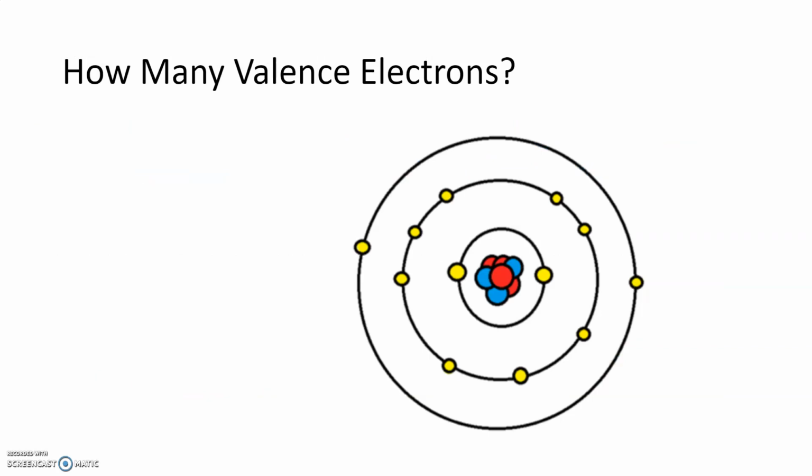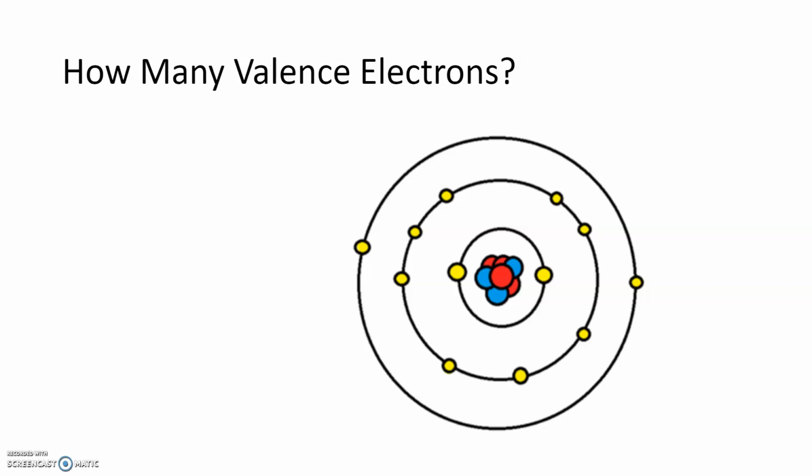Okay, so we want to look at some pictures and figure out how many valence electrons each of these have. On your student response sheet, you should answer the question for the next couple of slides and then restart the presentation and go over the answers.